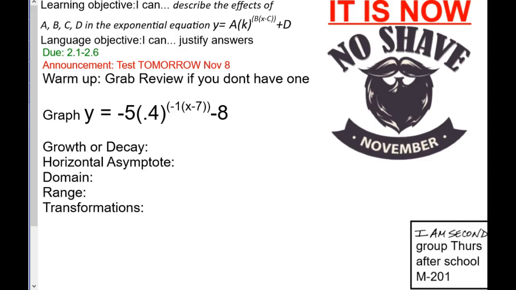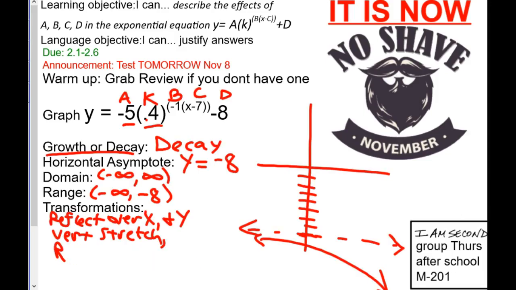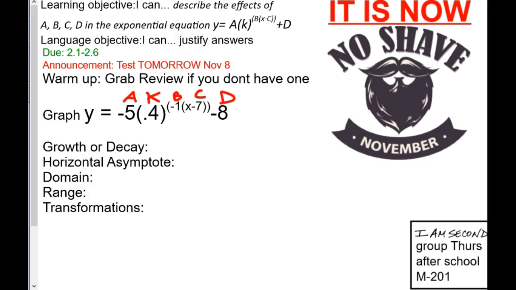So, A, B, C, D, whoa, too far back. A, B, C, D, and K. It's D K because 0.4 is less than 1. And our horizontal asymptote is y equals the letter D value, which is what? What's the D value here? So remember, horizontal asymptote, use the letter D for your y equals.